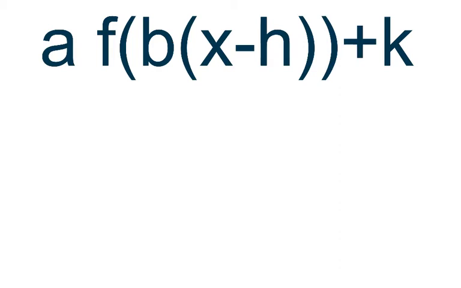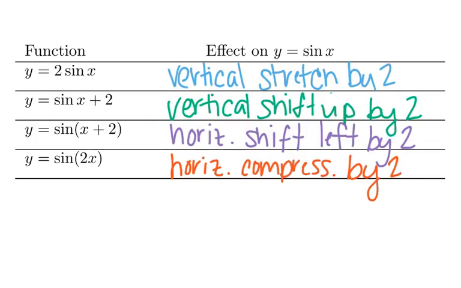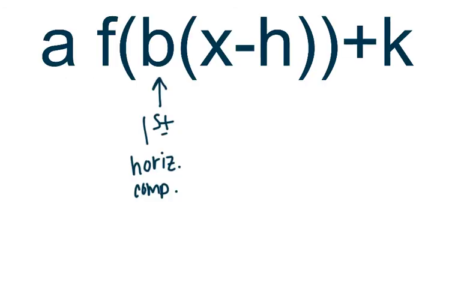So if we have a transformed function, the first transformation we need to do is this b right here, because what we're going to do is plug in our x, and then we could distribute this b, and we'd have to multiply our b times our x first. So that's the first transformation we have to do. That b is on the inside of our function with our x, so that would be this horizontal compression. So that's what our b does.